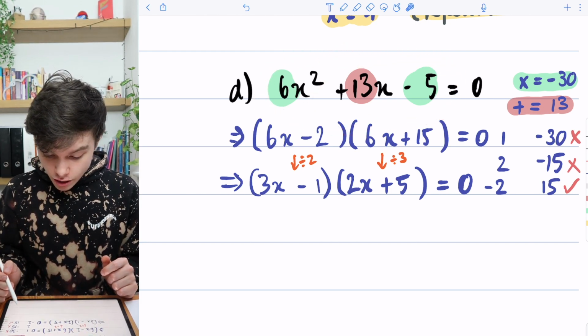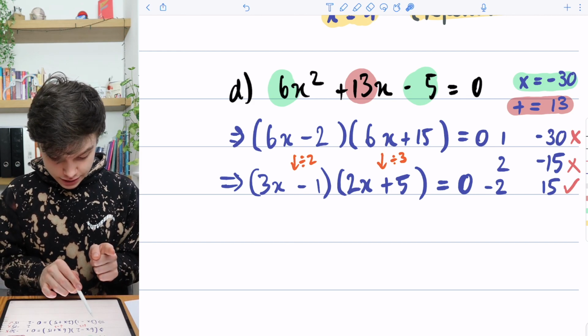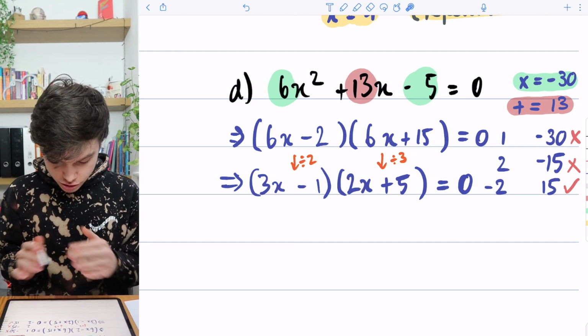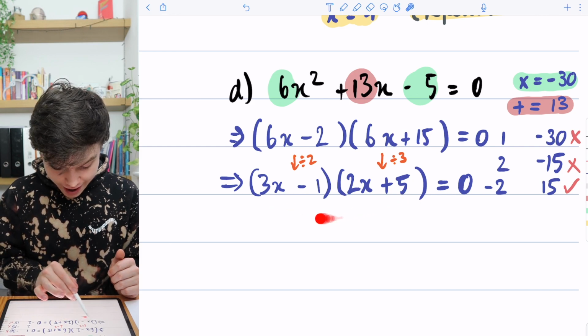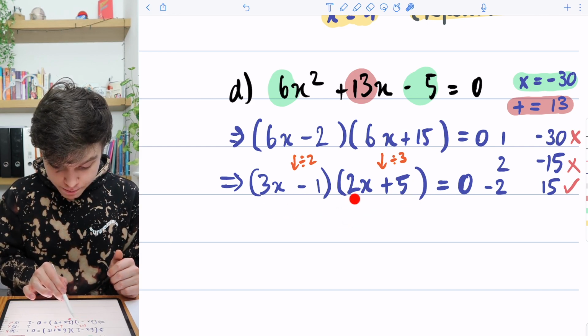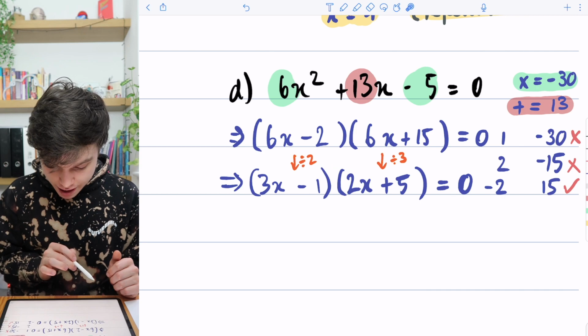So then all I need to do is think, right, well, do we actually get that? Yes, we get 6x squared. Just do a quick little mental check. We get 15, and then minus 2 gives us a 13x, and then minus the 5.